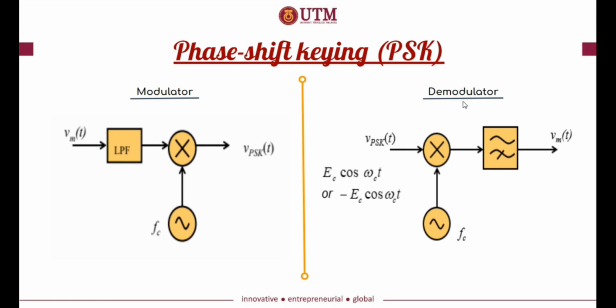To demodulate the PSK signal, a coherent detector is used. First, the PSK signal and the carrier signal will enter the mixer. Then, the output signal from the mixer will enter the low pass filter to generate back the message signal.